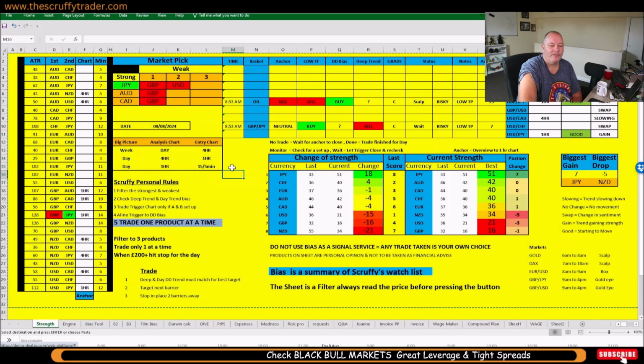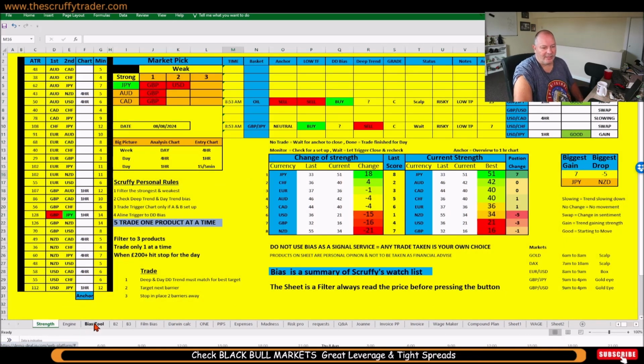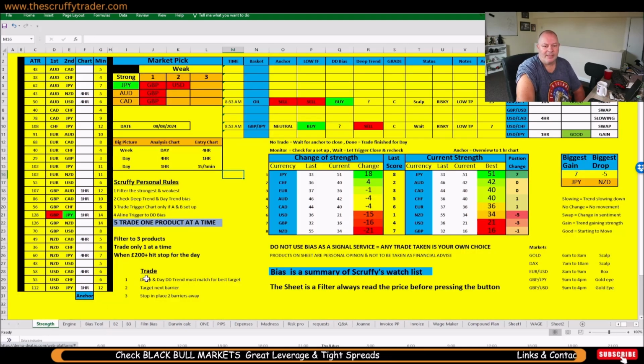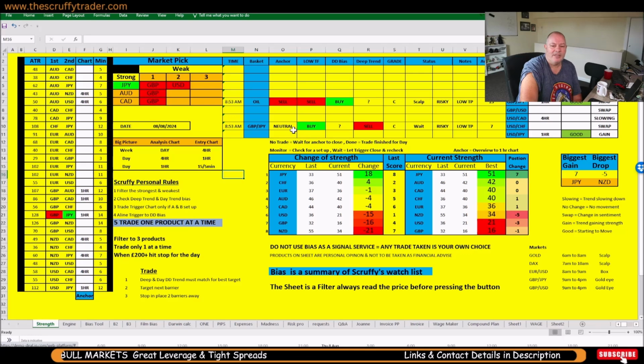Now if I pull up the sheet fully, you'll be able to see it. Now with this, I use this multi-time frame, blah, blah, blah. It tells me exactly what to do and then it comes over onto this. So what it's telling me at this moment in time is I need to sell it because I'm looking at an anchor, which is the hour chart.